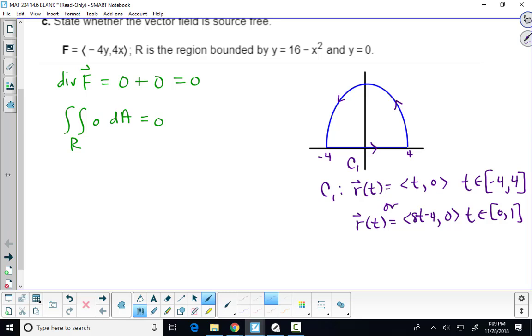Parameterizing the parabola, we're going to do r of t equal to... so this is a function. Functions are easy to parameterize. That's how we typically parameterize a function: let x be t and let y be f of t. But if we do that, what happens? Does it work? What happens if we let t go from -4 to 4? Yeah, pretty much. We kind of overlap with C1.